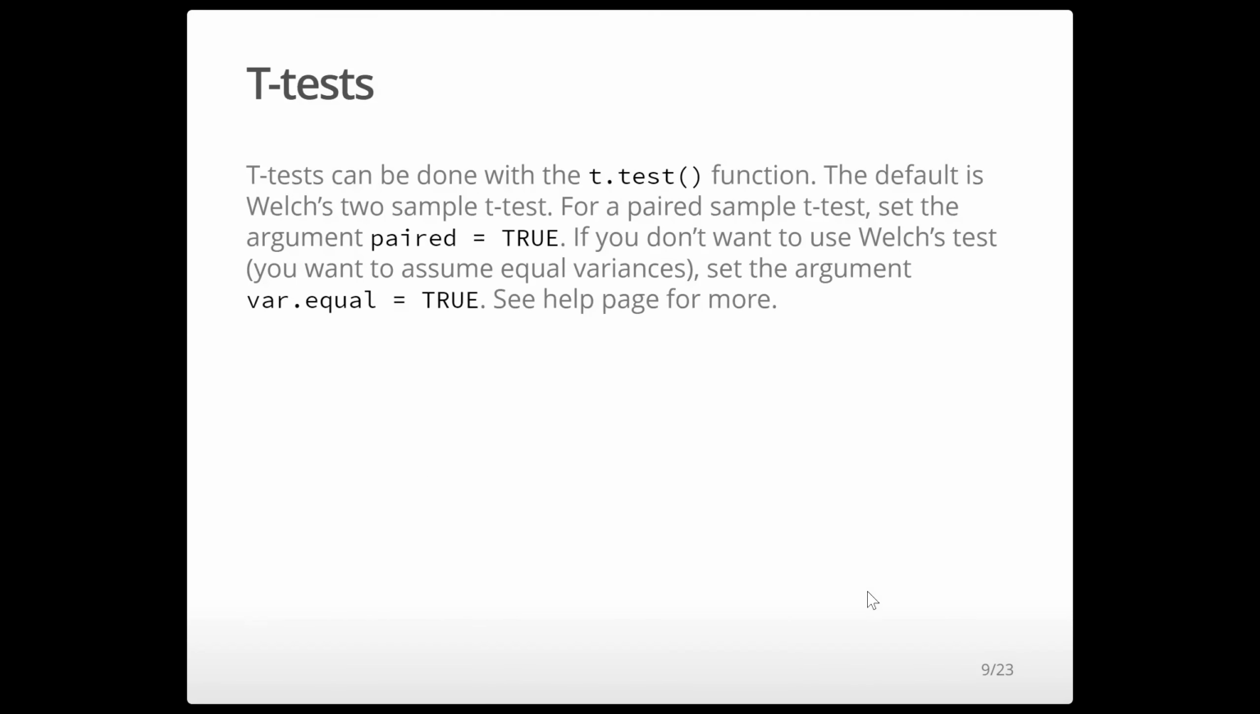We can also conduct t-tests with the t.test function. And so the default when we do this is a Welch's two-sample t-test, which means we're not assuming equal variance. We can also do a paired sample t-test by adding the paired equals TRUE argument. And if you want to not use Welch's t-test, you want to assume equal variances, you can call the var.equal argument equals TRUE. And you can see the help page for the t.test function for more options.